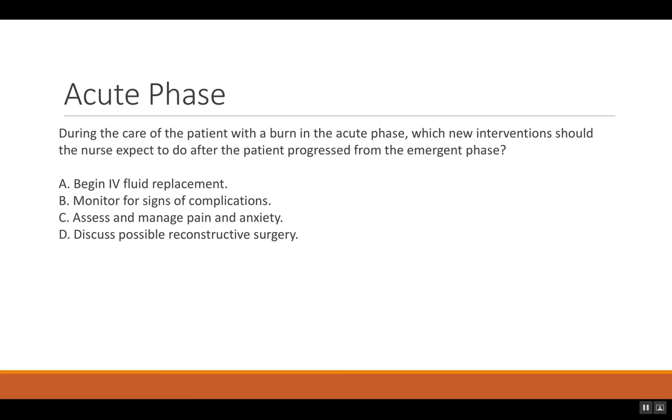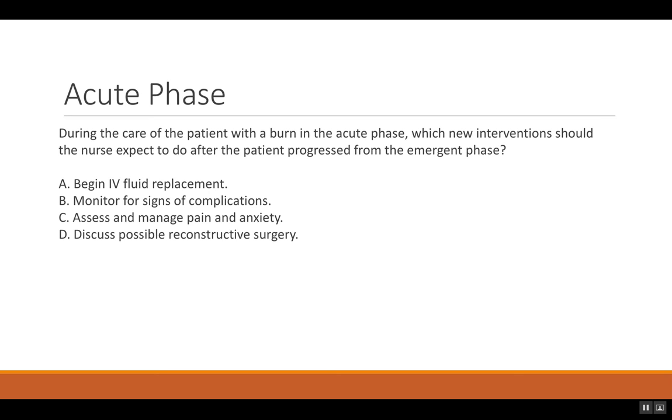During the care of a patient with a burn injury in the acute phase, which new interventions should the nurse expect to do after the patient progressed from the emergent phase? And it's B, monitor for signs of complications. Monitoring for the complications, which would be your wound infections, your pneumonia, your contractures, is needed in the acute phase.